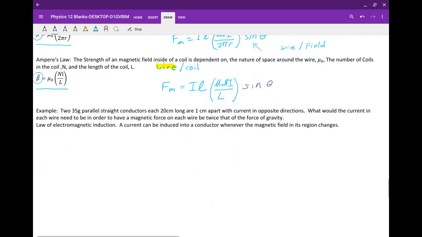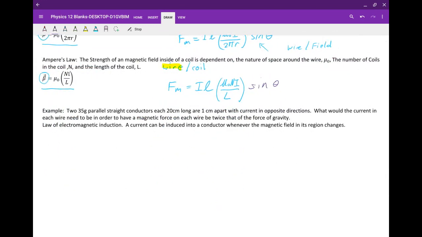So here, let's do an example. Two 35 gram parallel straight conductors, each 20 centimeters long, are 1 centimeter apart, with a current in opposite directions. What would be the current in each wire in order to have the magnetic force on each wire be twice the force of gravity?